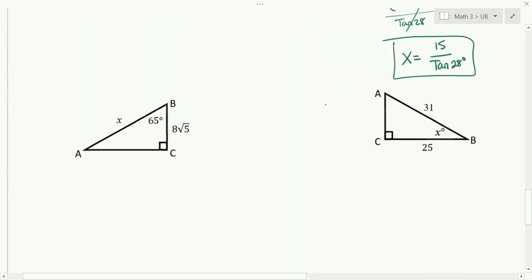Okay, let's look at the next one. This is just like it. Okay. Let's all go with the reference angle of 65. And then let's label our sides. Okay, decide which side is the x, what side is the 8 root 5, what side is the blank side.